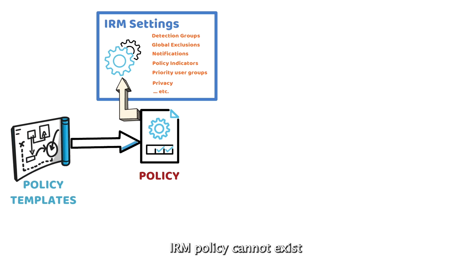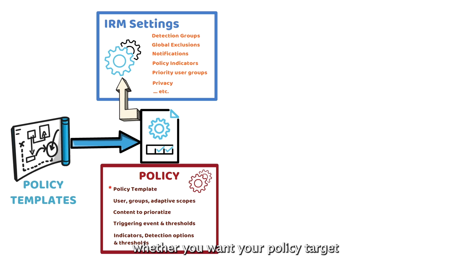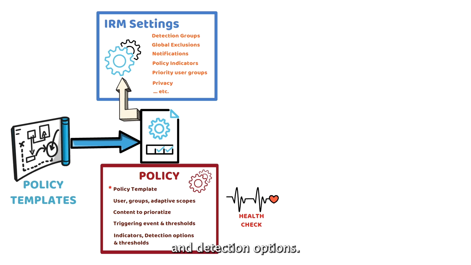An IRM policy cannot exist without a policy template. A policy template would have predefined triggering events and detection options. A policy needs to be configured, and here are some of the properties. Policy template: you cannot even create a policy without first selecting a template. Then you will define whether you want your policy to target a specific audience, and which content to prioritize, such as a SharePoint site or sensitive info type.